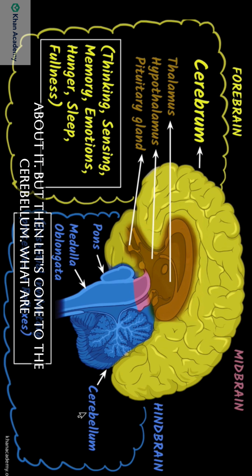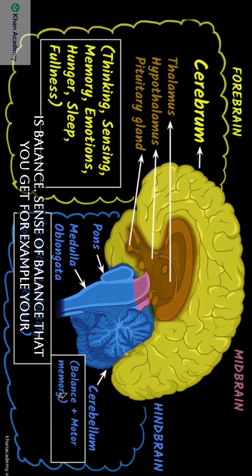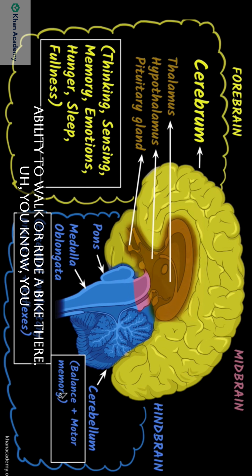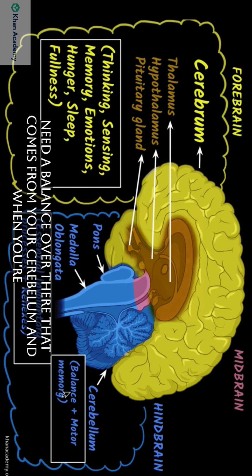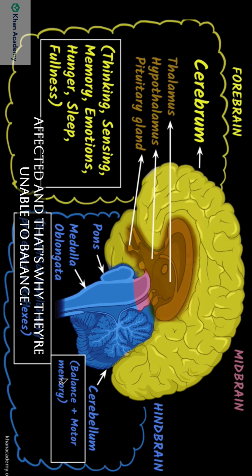But then let's come to the cerebellum. What are its core functions? Well, one of its core functions is balance, a sense of balance that you get. For example, your ability to walk or ride a bike. You need balance over there. That comes from your cerebellum. And when somebody drinks alcohol, the cerebellum gets affected, and that's why they're unable to balance.